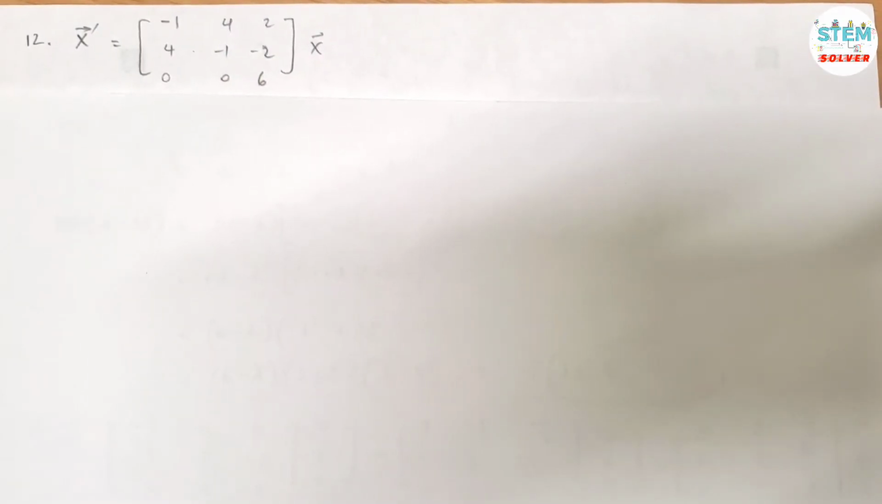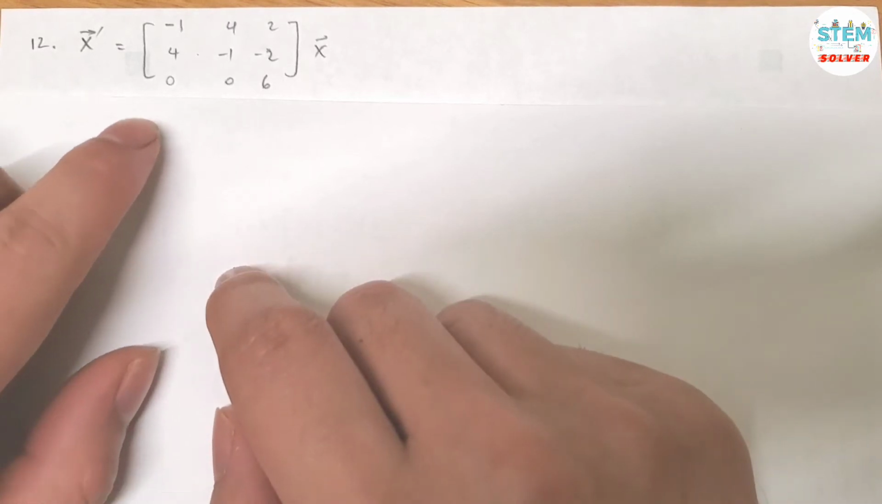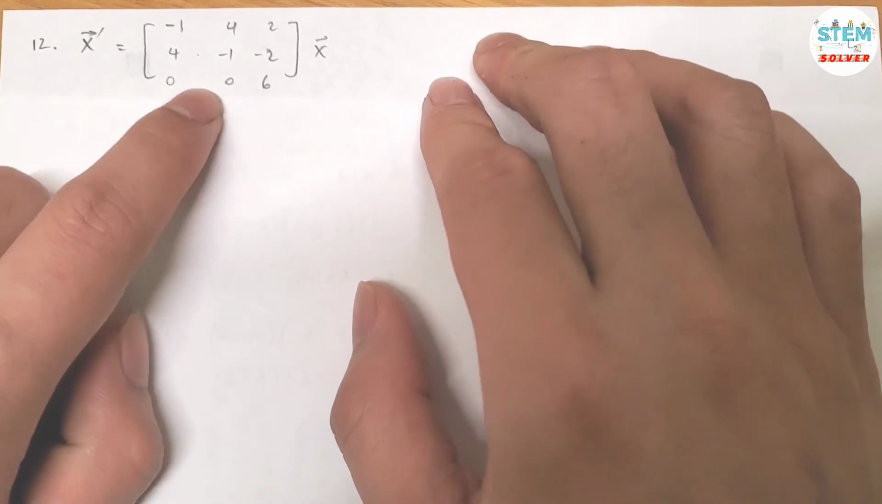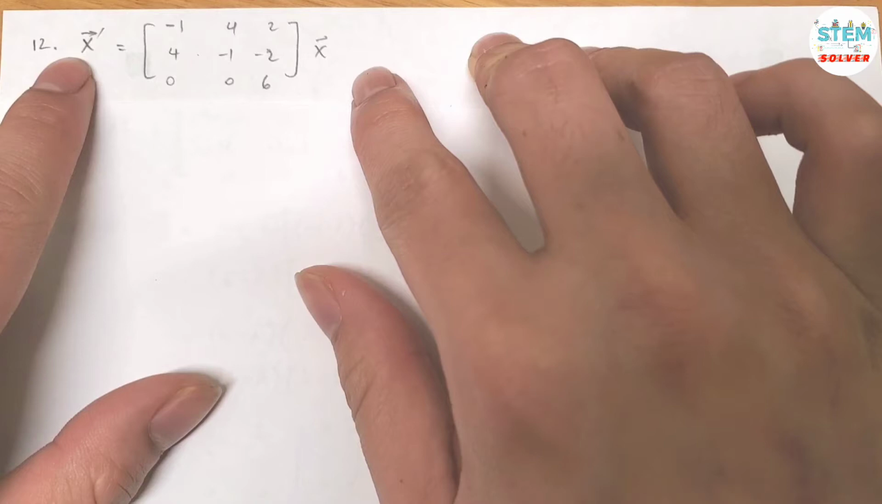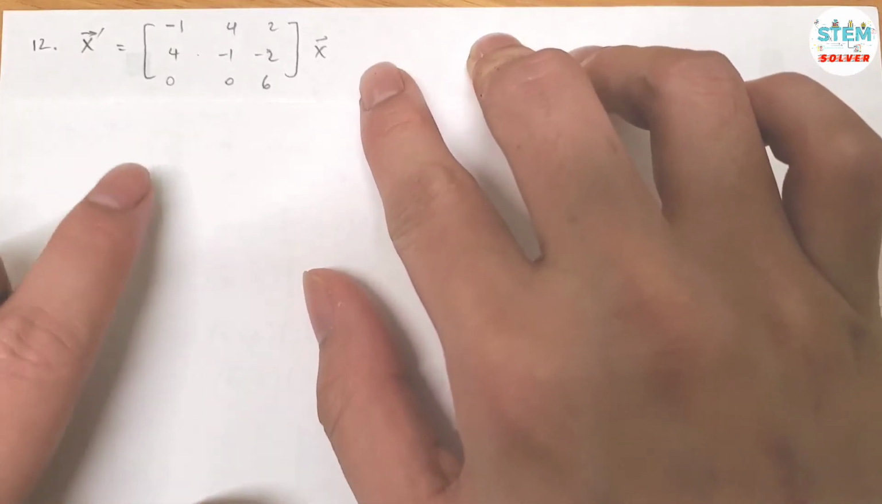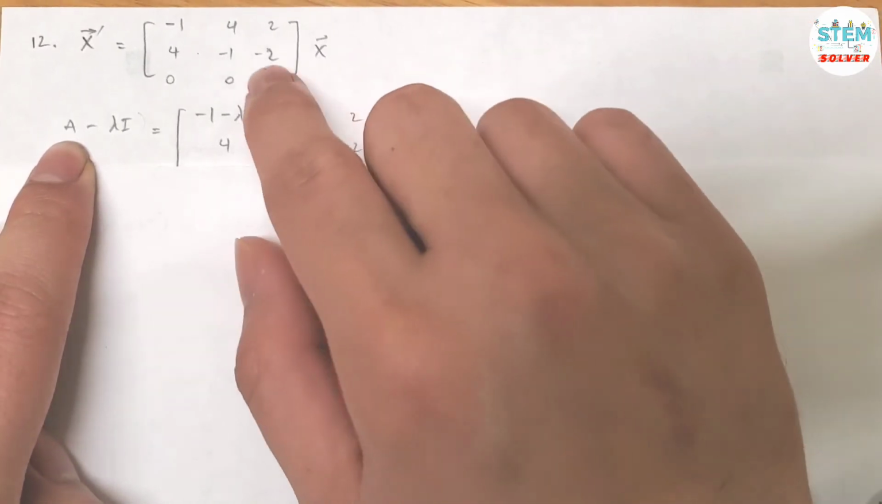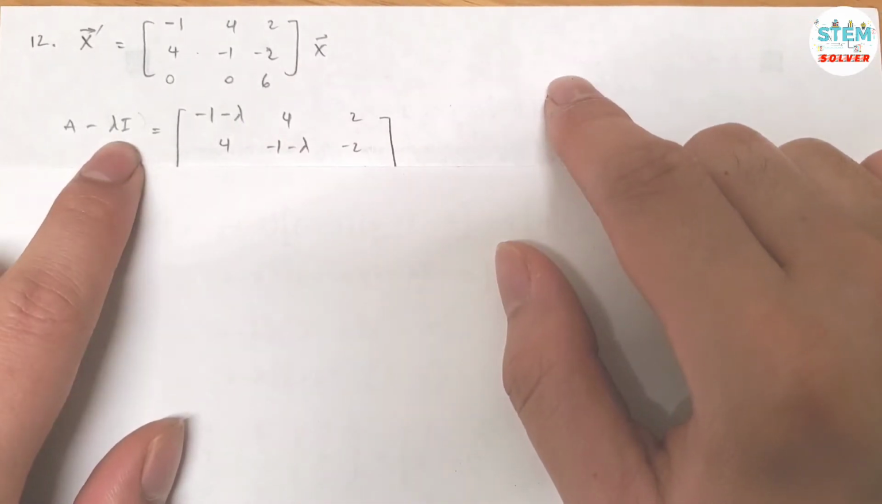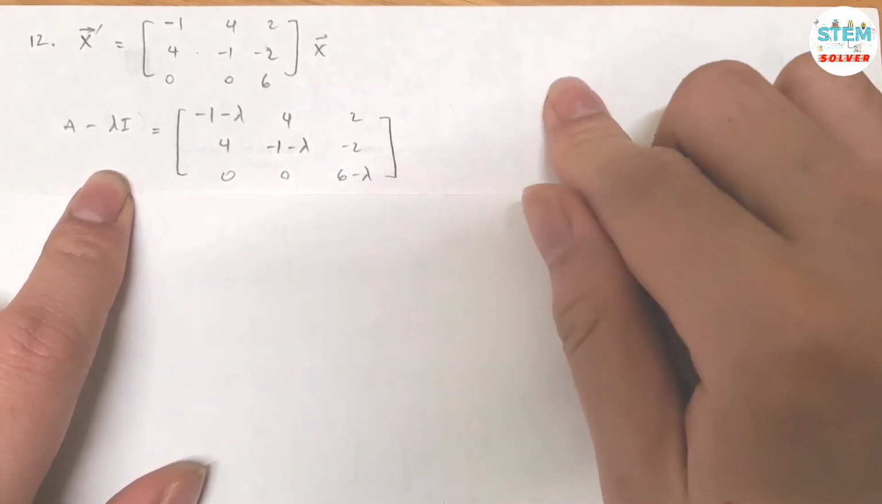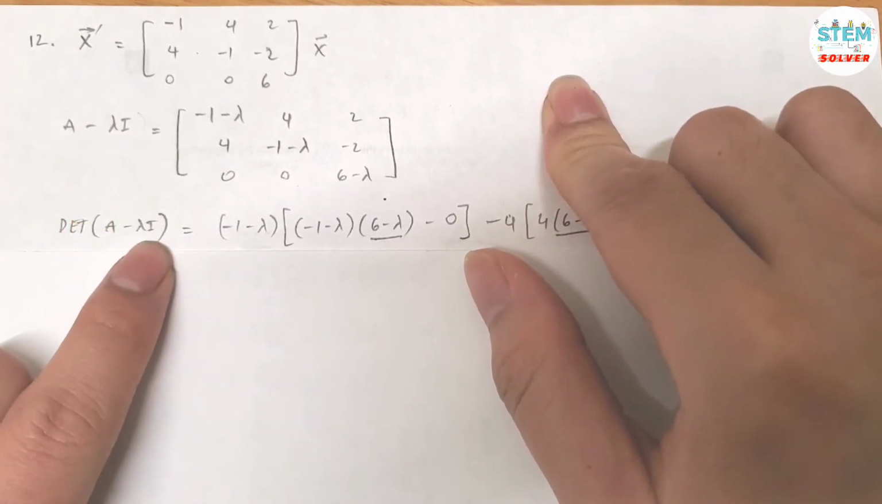The general solution for the given system. So you're given the system in the form of vector x prime. First, you need to find A minus lambda I. What is A? Let's call this matrix A. Subtracted with lambda I, that gives you this matrix. Then find the determinant of it.